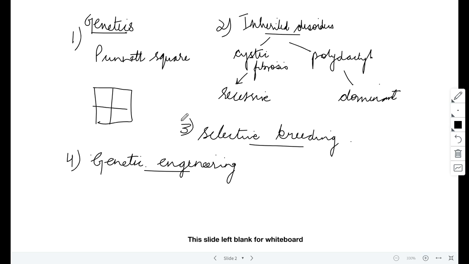So now let's talk about a farmer who wants to selectively breed plants and animals. Okay, so what is he going to do? How will he do selective breeding? Suppose he wants to do it with plants, how will he do selective breeding?